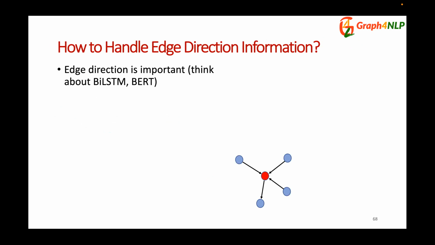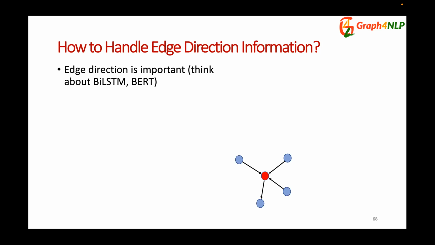Next, let's talk about how to handle edge direction information, because even when we get a homogeneous graph, it's possible that the edge direction information is very helpful, and we want to encode it using our GNN. This is true for many NLP applications. Just think about the success of BiLSTM or the BERT model. Those models all utilize the direction of the text.